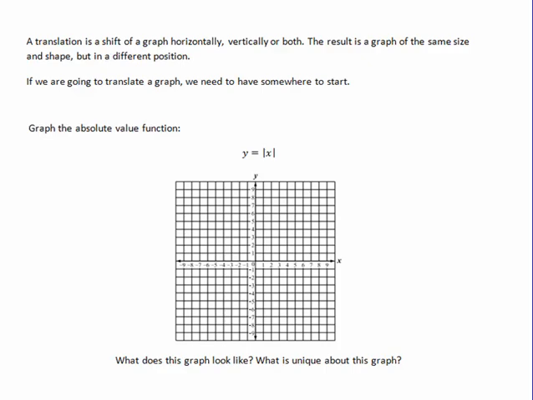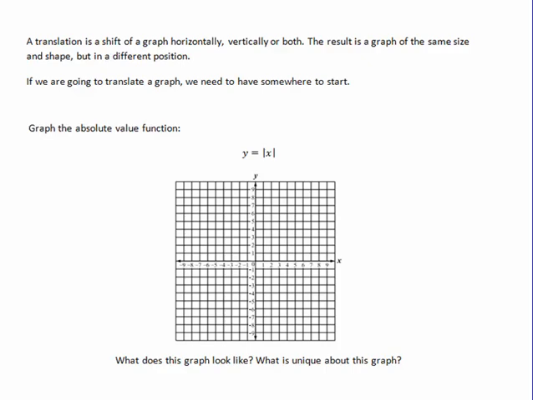So a translation, just so you know what the word translation means, it's a shift of a graph horizontally, vertically, or both. The result of it is a graph of the same size and shape, but in a different position. And we'll discover that here just a little bit. So if we're going to translate a graph, we need to have somewhere to start first, right? Because a translation is something that takes something old and translates it or transforms it into something new. So let's start with what's called a parent function.